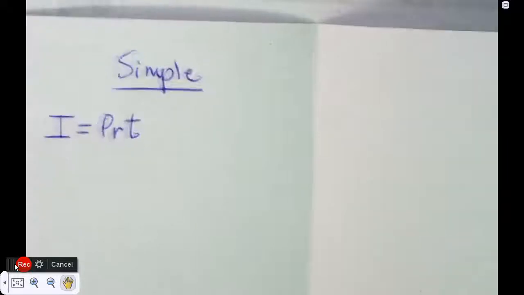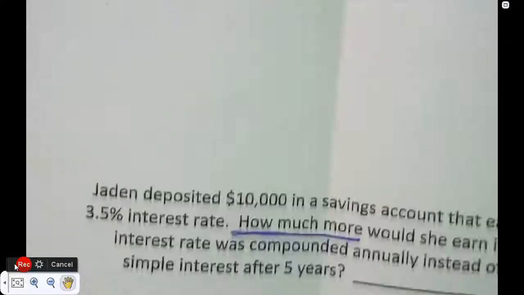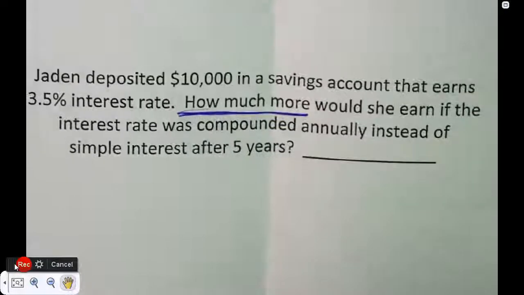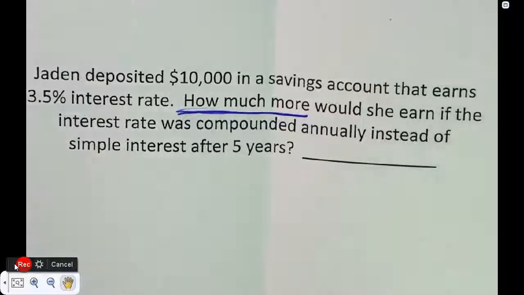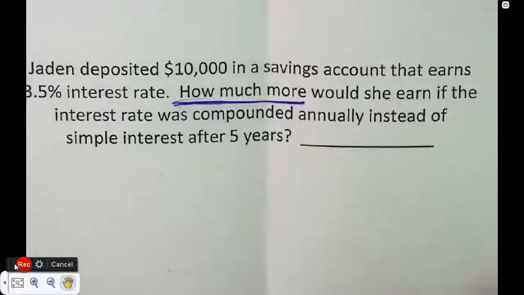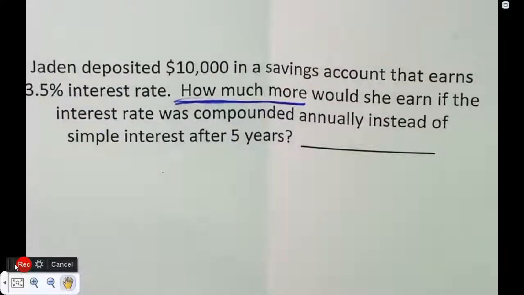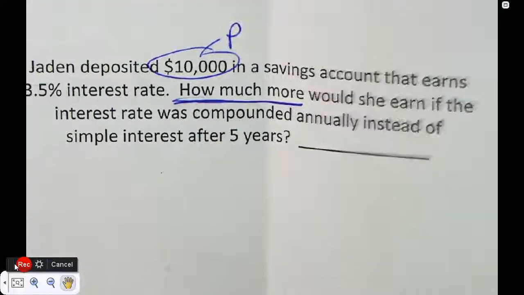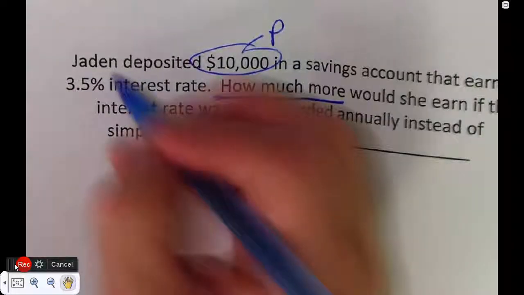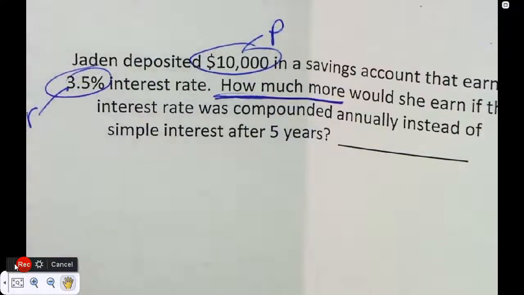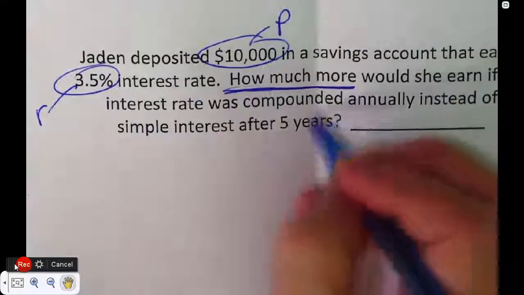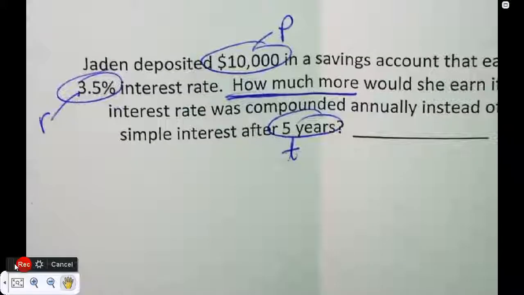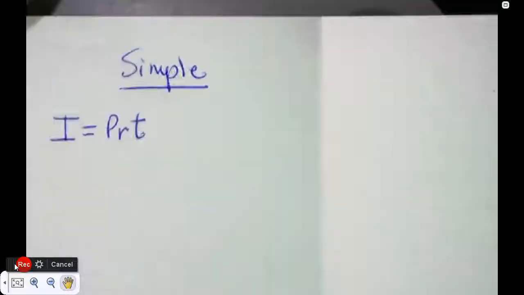We're going to read this information down here and find out what the parts are. Okay, the principal. Which one of these numbers is the principal? 10,000. That's what she deposited. What's the interest rate? Good. And what's the time? 5 years is the time. Now all we have to do is substitute those in the formula. That's all we have to do.